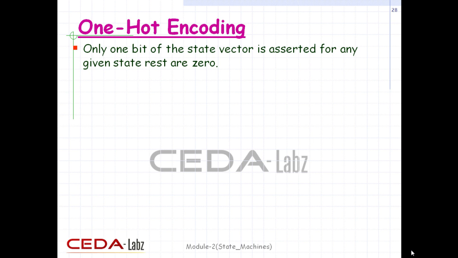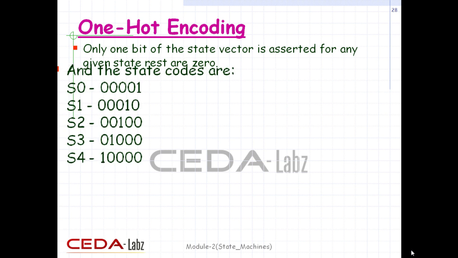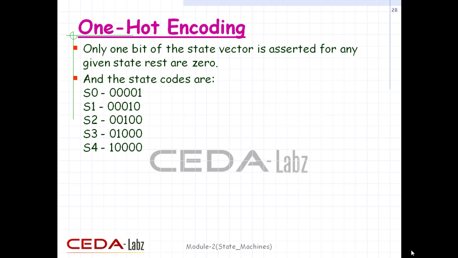If n equals 5, then the number of bits, that is flip-flops, required is 5, and the state codes are S0: 00001, S1: 00010, S2: 00100, S3: 01000, S4: 10000.